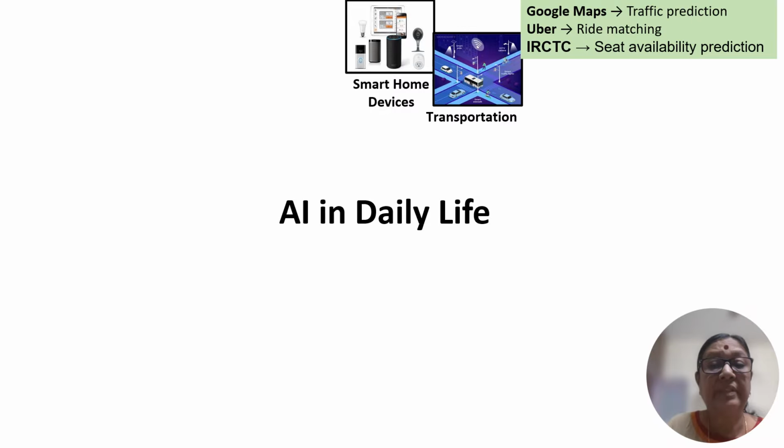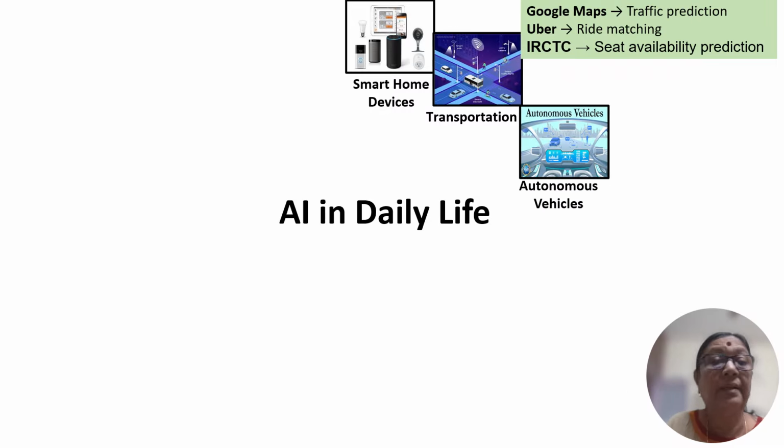And then you have transportation. Here it is for goods and human beings, both types of transportation. But typically, no one can travel today without using Google Maps. So it gives traffic prediction, route optimization, and so on. And Uber and such other applications where you have the rider and the driver matching, and you have IRCTC, which uses seat availability prediction. Then comes another, autonomous vehicles. Though we do not have a full-fledged commercial autonomous vehicle today, a lot of these AI components are used in current automobiles.